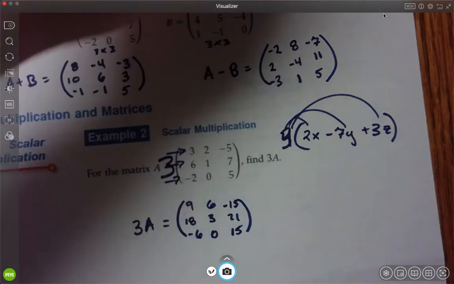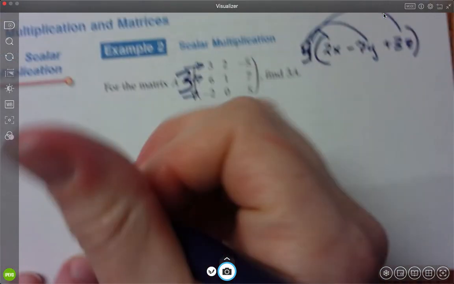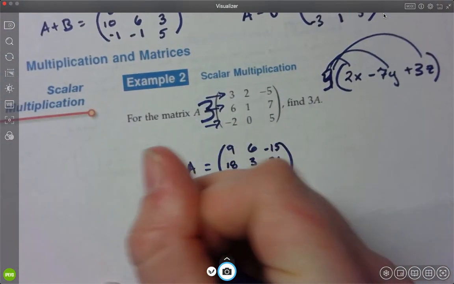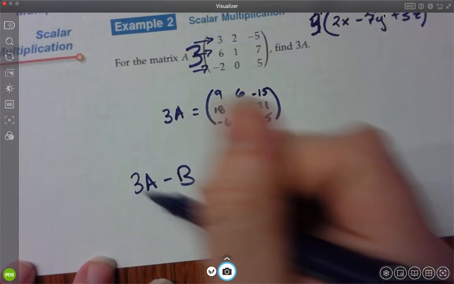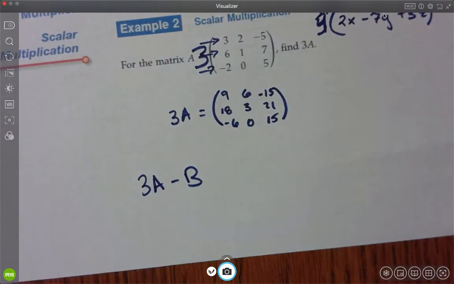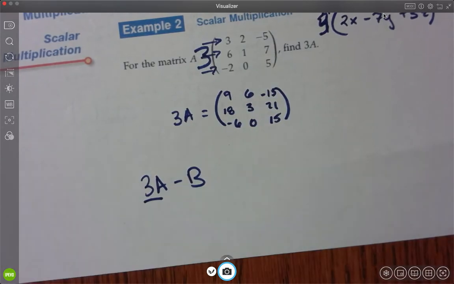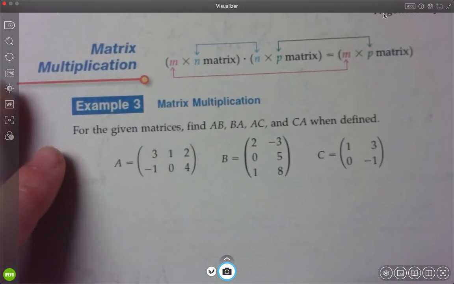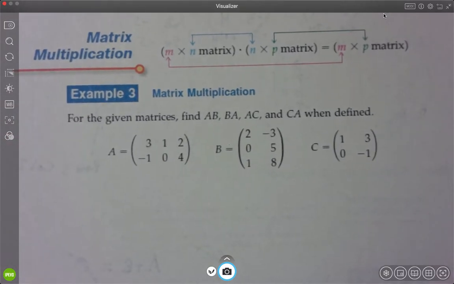Okay. Now, in addition to that, they might say, what is 3A minus B? Okay. So you would figure out what 3A is, and then you would subtract the B values from it. Not terribly hard. So you have scalar multiplication here, and you have some subtraction going on, but it's kind of the same general concept. Okay, so on to the next page. I'm going to do maybe 1 or 2 of these, and then we will stop and I'll finish because multiplication is a little bit trickier.